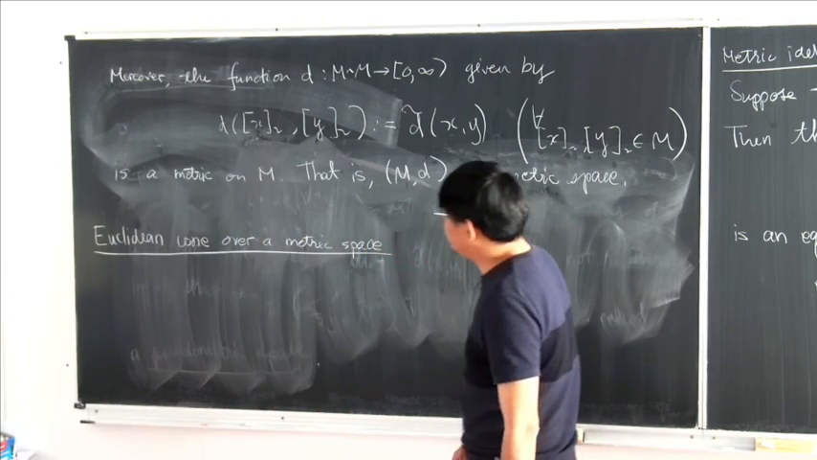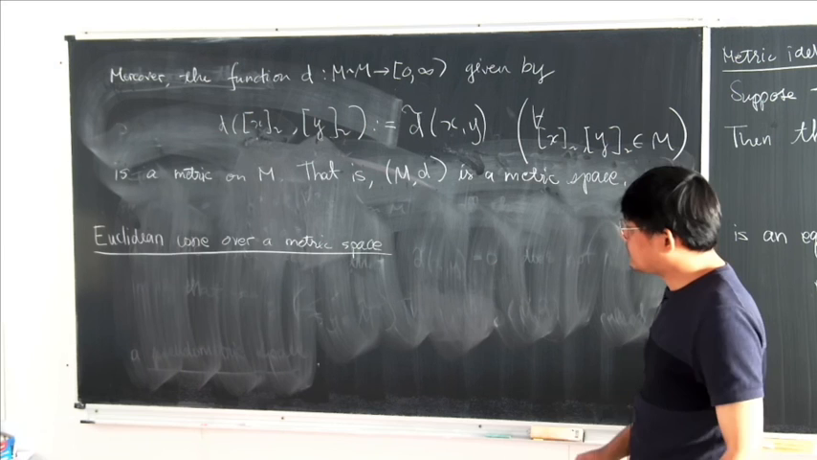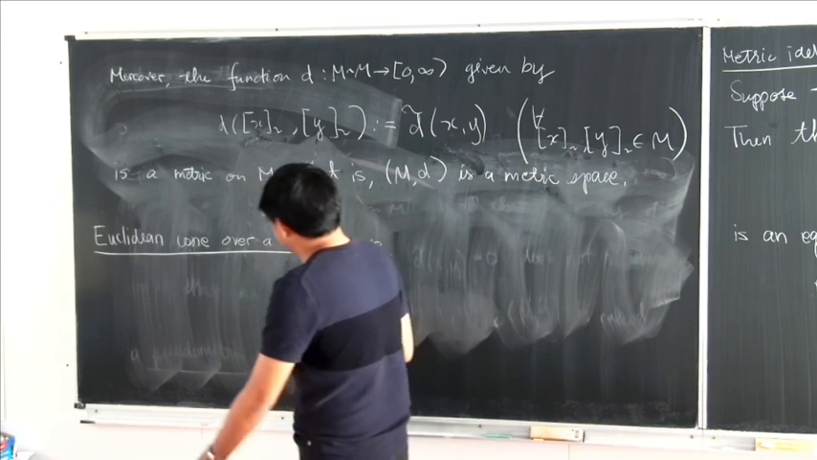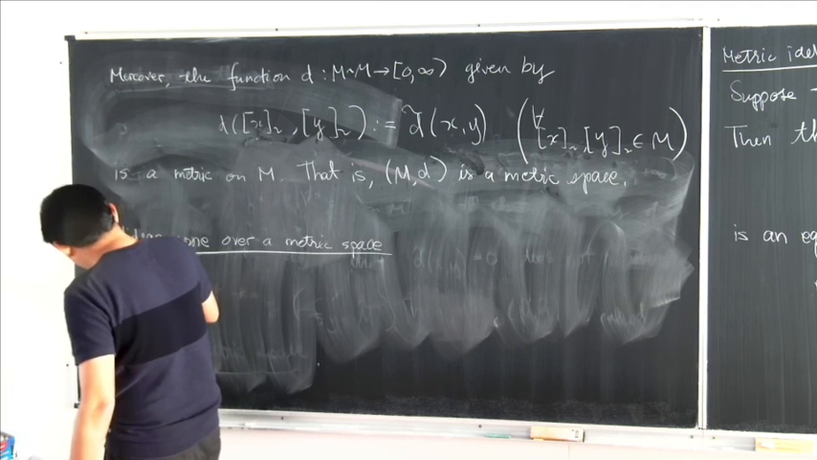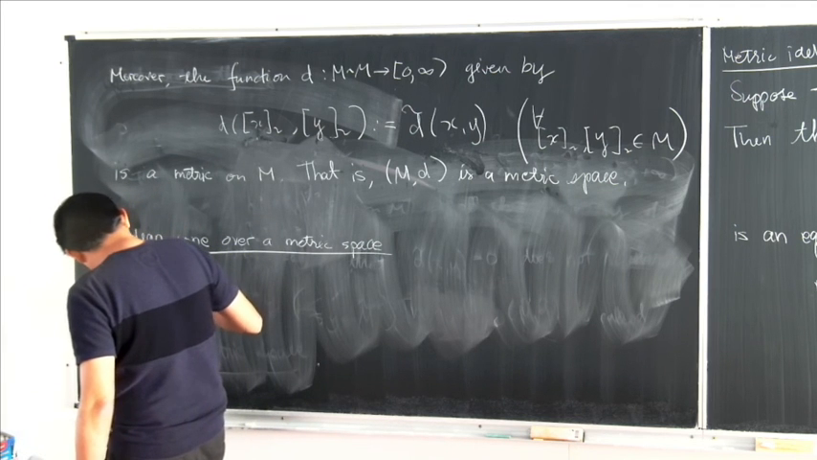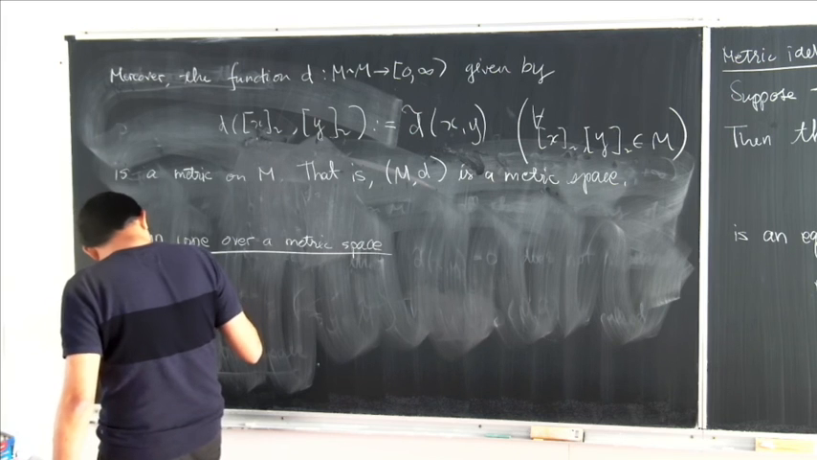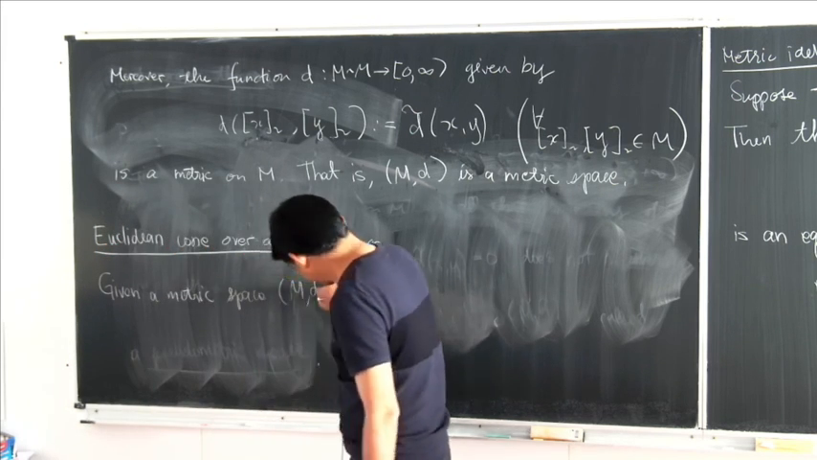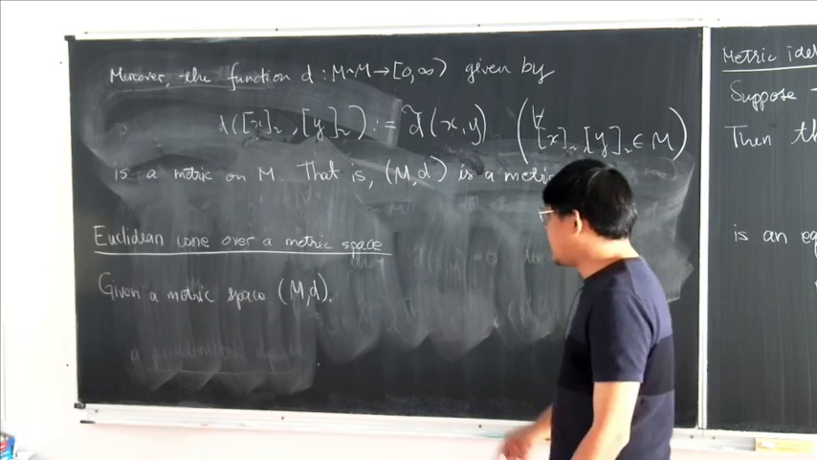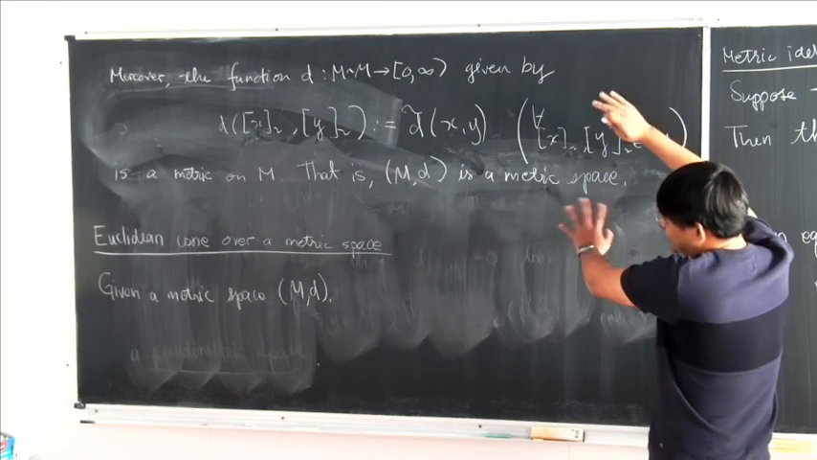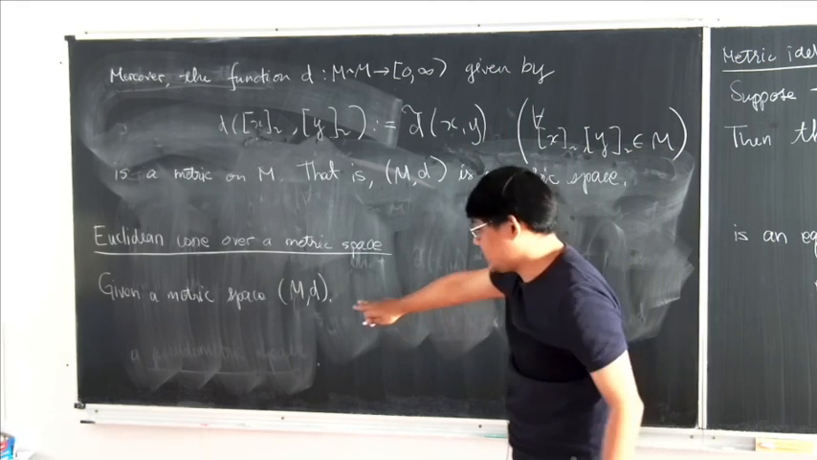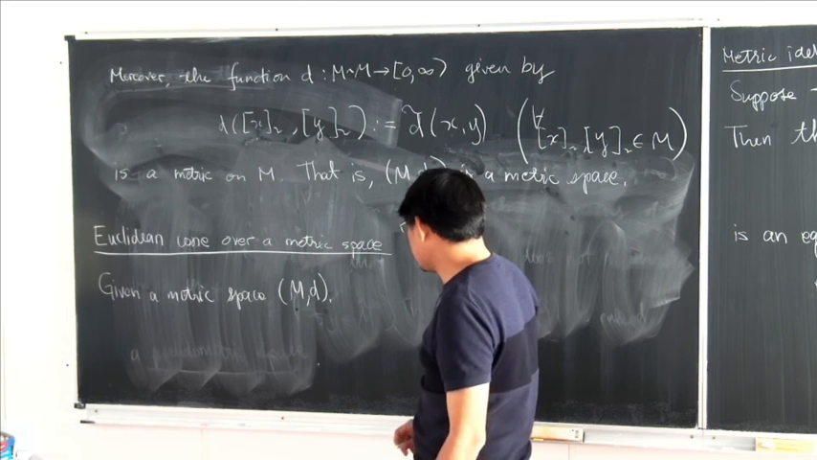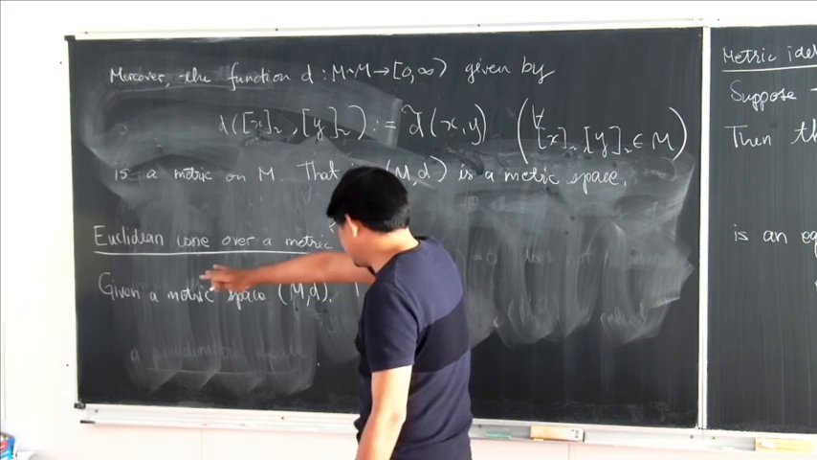A Euclidean cone over a metric space. Okay. So here you are given a metric space (M, d), not necessarily this one. Any metric space, just any one M and d. Actually, this is the definition.